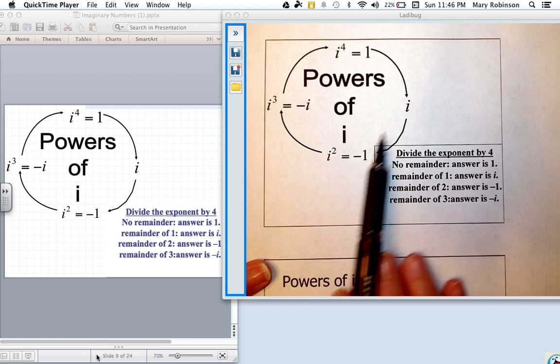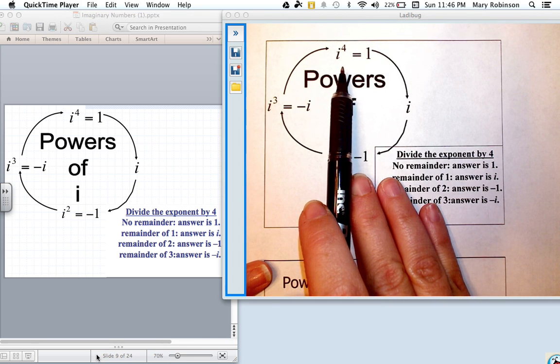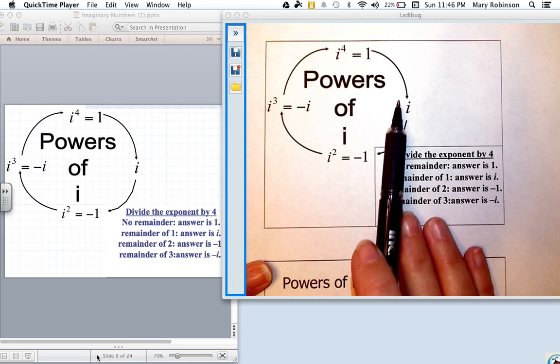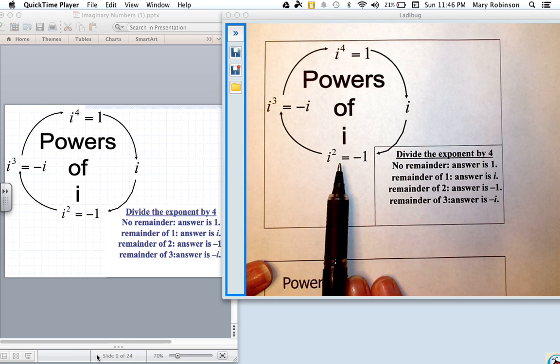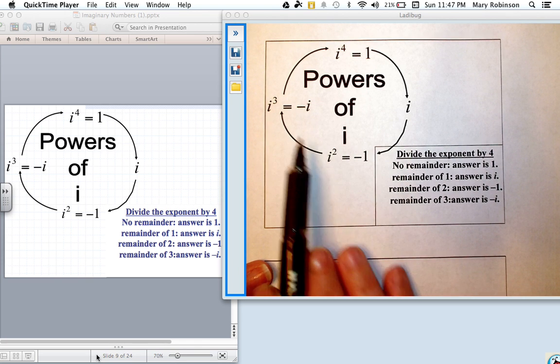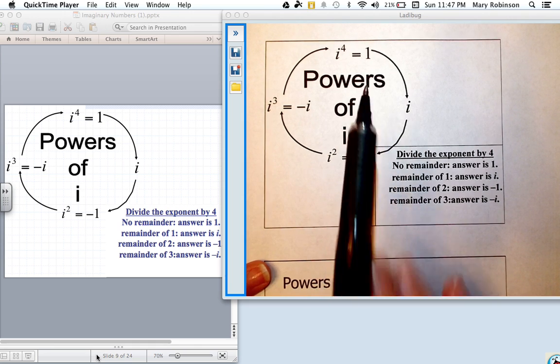So this would be i to the first, second, third, fourth, and as we increase powers of i, we end up getting the same value. So when we increase from i to the fourth to i to the fifth, it's the same value as i to the first. i to the sixth would be the same value as i squared, which would equal -1. So i to the 7th, 8th, 9th, 10th, 11th, 12th, 13th, 14th, and so on. It continues to repeat.